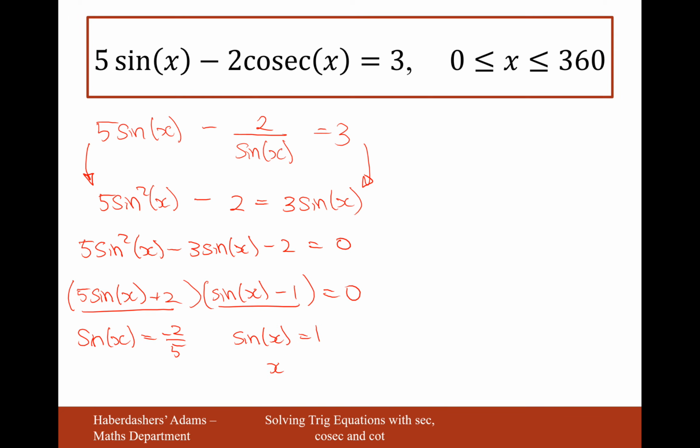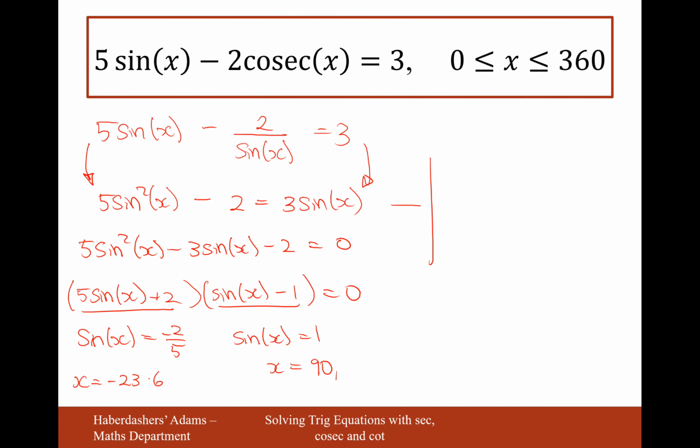In my range, the only time that sine x will equal 1 is at 90 degrees. And then let's solve this one. Grab the calculator, sine inverse, minus fraction button 2 over 5, close brackets, equals minus 23.6. Now what I'll do is I'll store that as the value for a. So store as a. That's minus 23.6 I've stored.